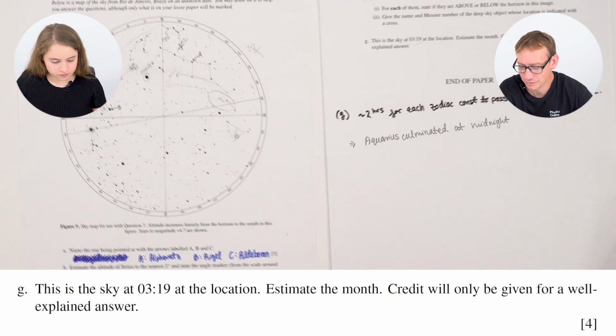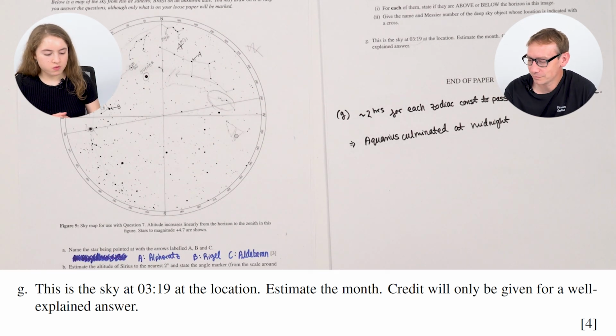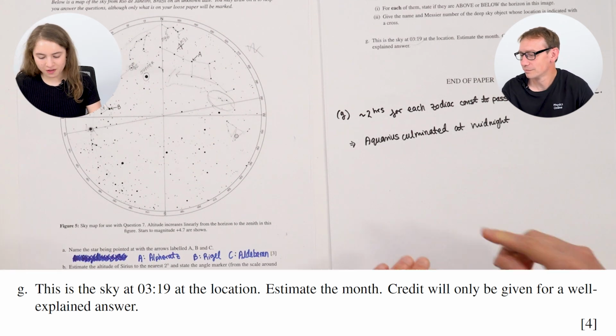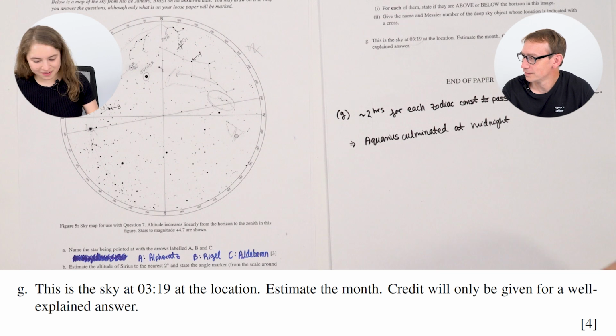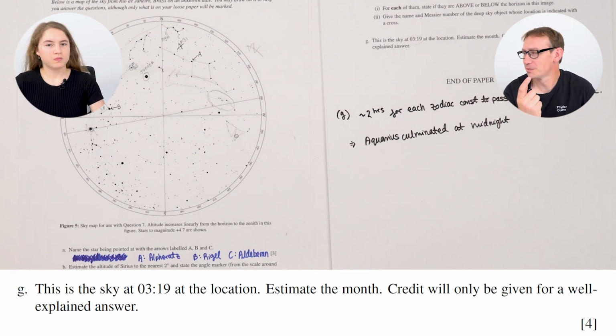One of the many reasons to remember what the zodiac constellations are in order is so that you can count along 6 zodiac constellations from Aquarius. And that's where the sun would have been 12 hours ago.